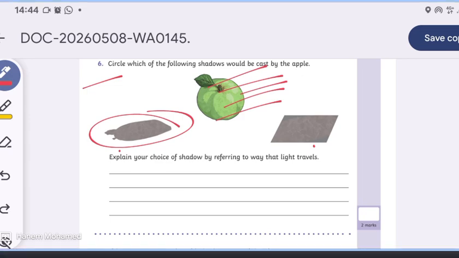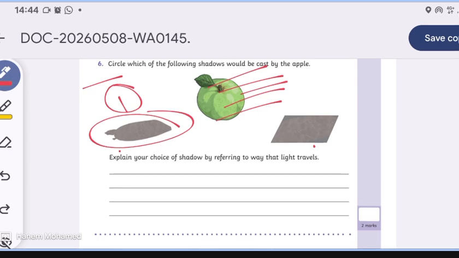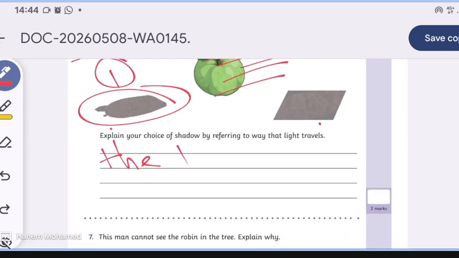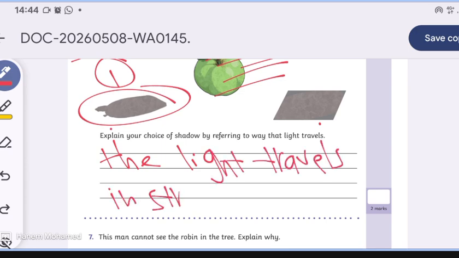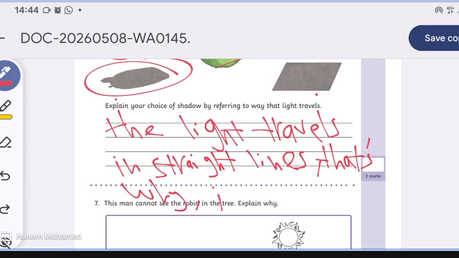So we will say that shadow number 1 will be the right one because the light is moving in straight lines, so it will take the shape of the body. That's why it will be number 1. So we will say the light travels in a straight line. That's why it will take the shape of the objects.